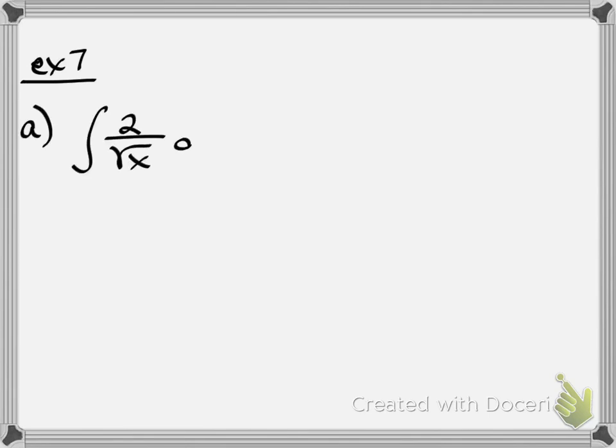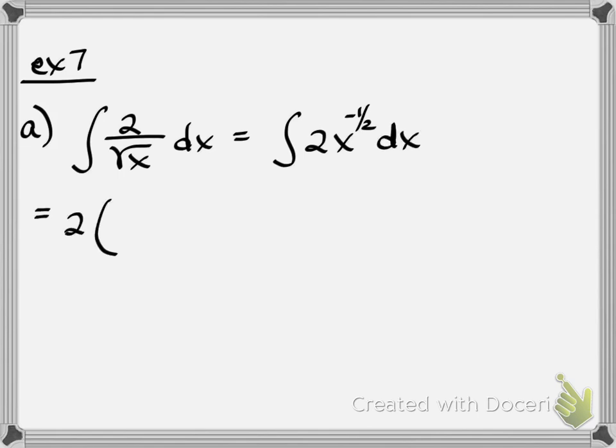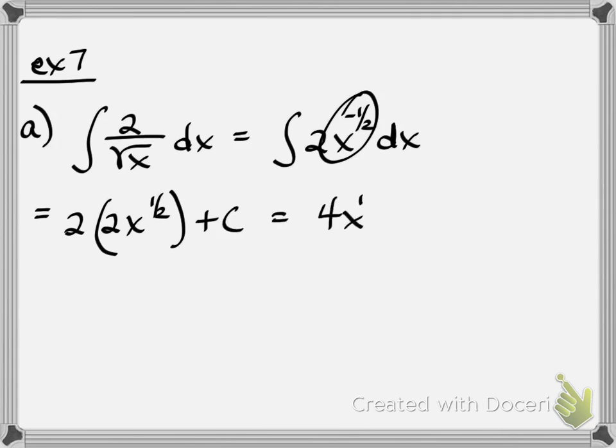Example 7. Just run through these 4. The integral of 2 over the square root of x dx. We already saw how to handle that earlier. We'd make that 2x to the negative 1/2 dx. And then that's 2 times x to the 1 more, divided by 1/2 or multiplied by 2. So that's 4x to the 1/2 plus c.